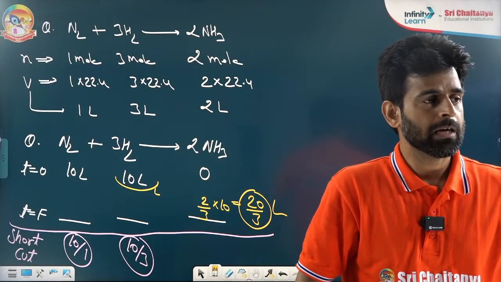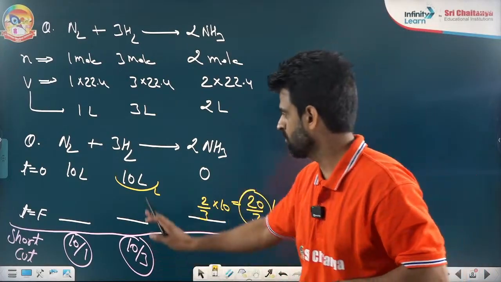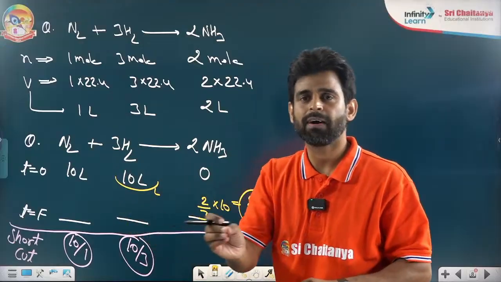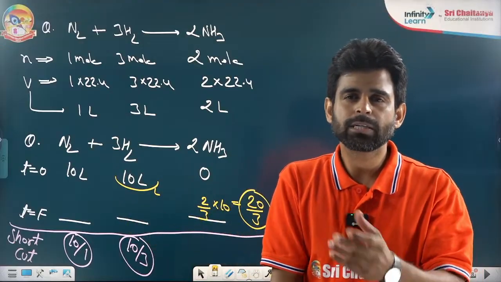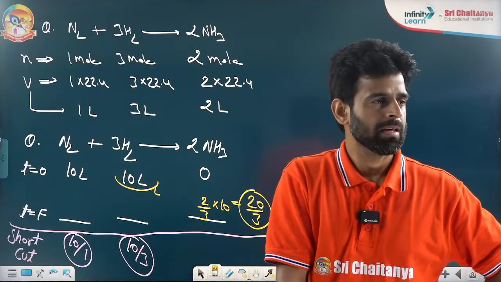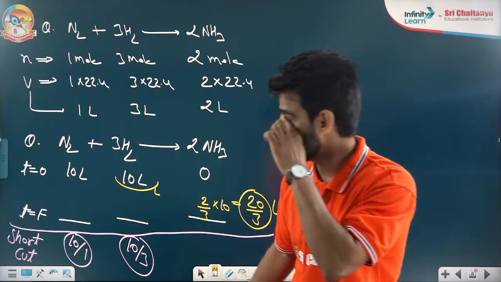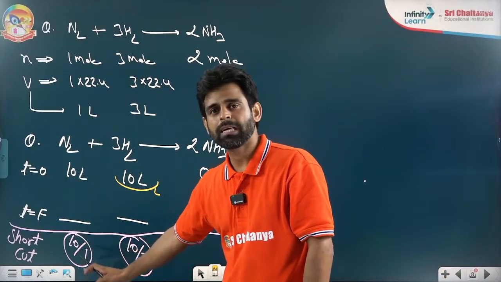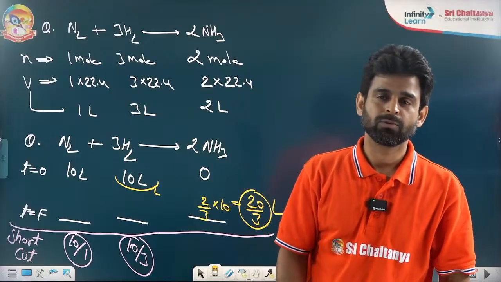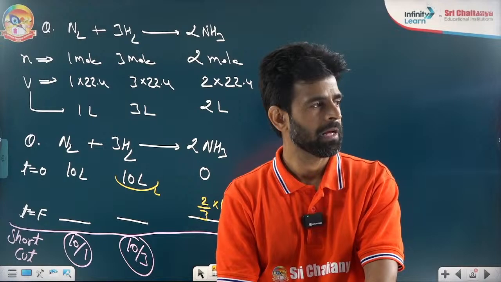So our main concern is, if the question comes in volume and they're asking for the final volume, there is no need to convert volume into moles. It will waste your time only. So directly you can solve the question. You can apply the same shortcut, given volume by stoichiometric coefficient, to find the limiting reactant and then solve it that way. Okay everyone?